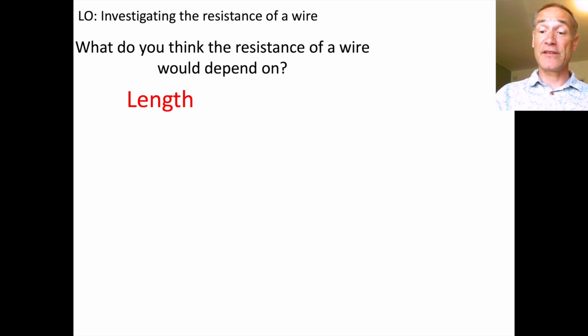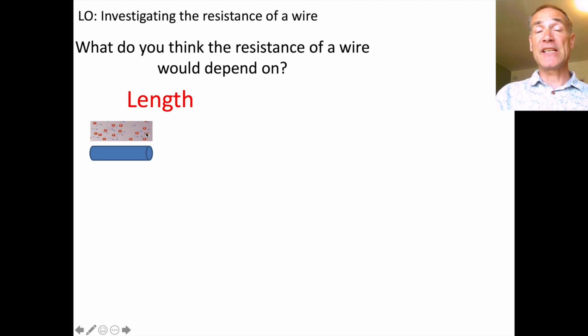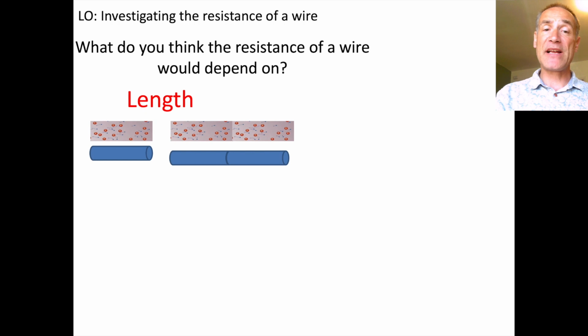Well, the first thing it depends on is the length. Now, to help you understand why it depends on length, here I've got a picture with the charges, or electrons, that flow through the wire. When they flow through the wire, they actually collide with the atoms in the wire, which slows them down as they pass through. So you can imagine that if we double the length of the wire, then these electrons have got to flow past double the number of atoms. And so you'll have double the collisions, which will slow the current down, and therefore the resistance will go up. And actually, you should find that if you double the length, the resistance doubles.